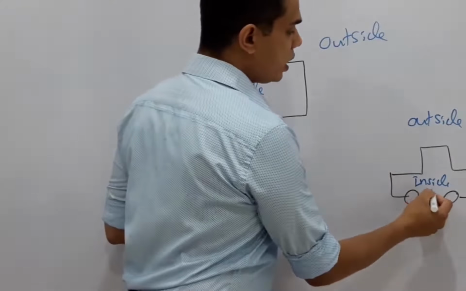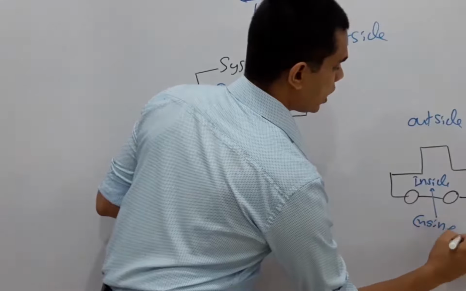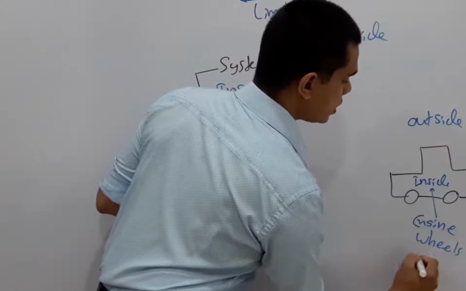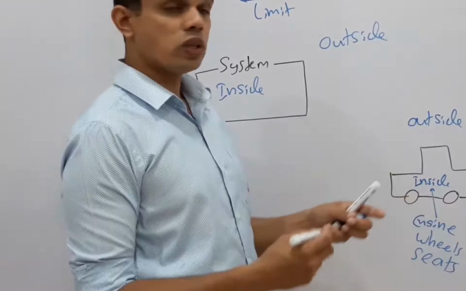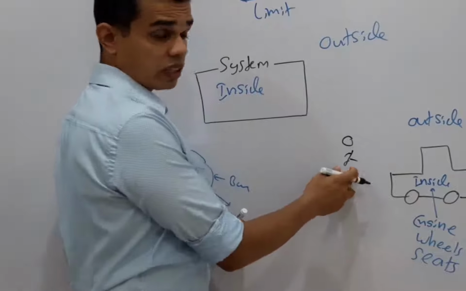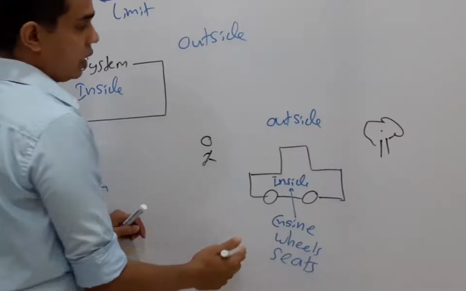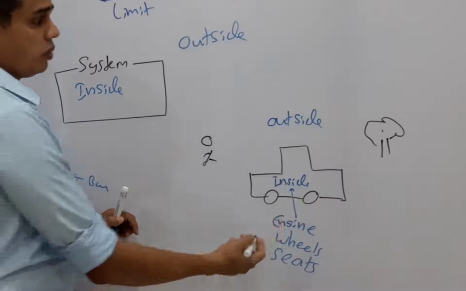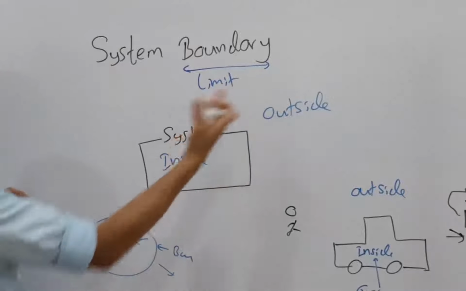What is inside the vehicle? So what is inside the boundary? The engine, as well as the wheels and seats. They are found inside the vehicle. What is outside the vehicle? Anything we find, sometimes the people, not the driver. The driver is inside it. Sometimes the trees. We don't have trees inside the vehicle. And some other vehicles, even birds. So they are found outside the system. So simply, the boundary defines what is inside the system and what is outside the system.